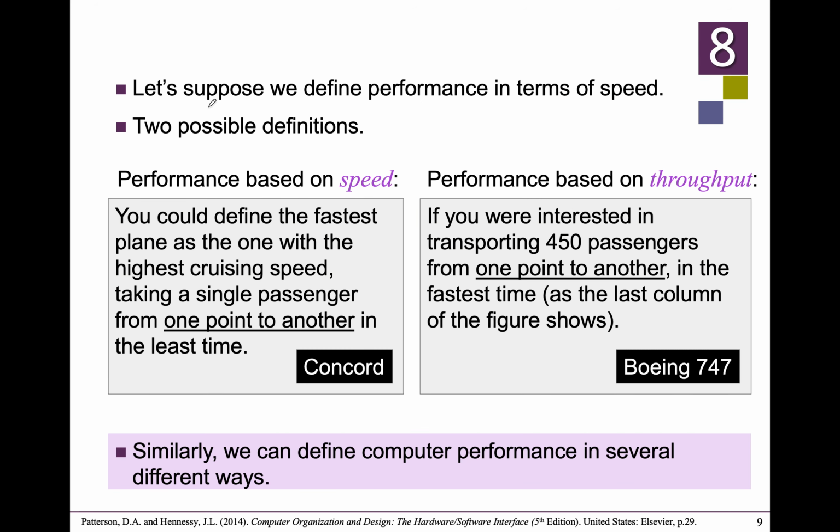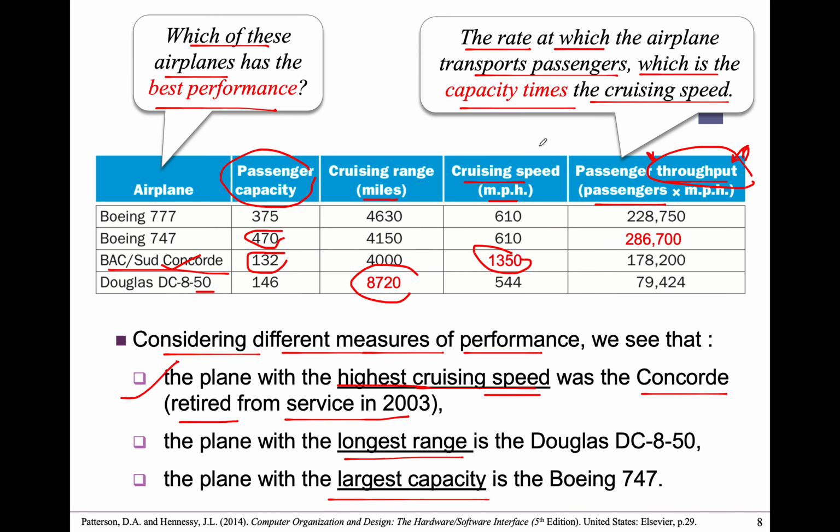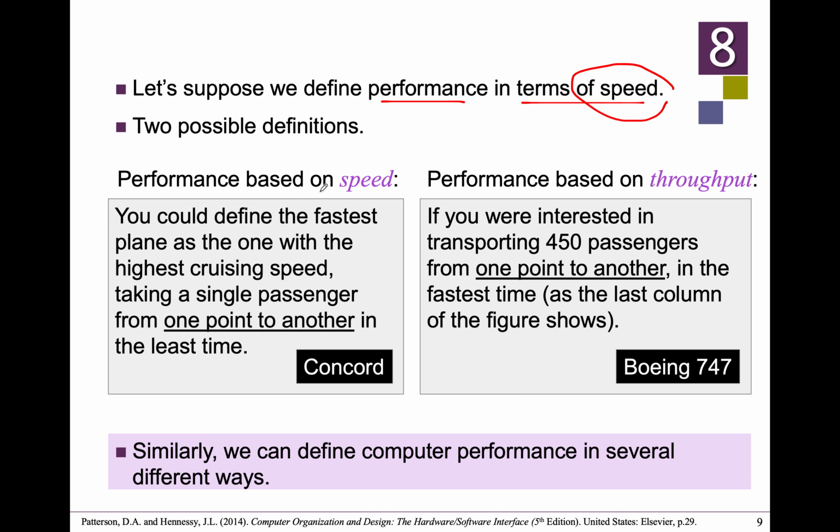So let's suppose we define performance in terms of speed. If you look at speed, who is going to win? If we look at the performance of capacity, how about the performance of storage? Which laptop is going to win? If we look at the performance of the processor, which laptop will win? Same goes for the airplane. So there are two possible definitions: performance based on speed and performance based on throughput.